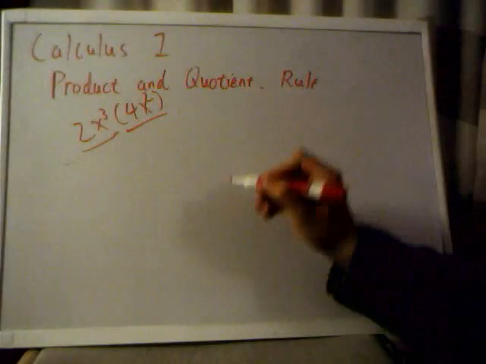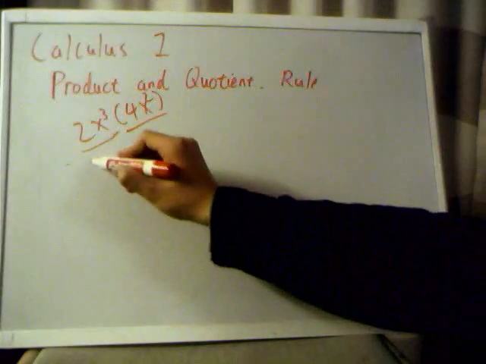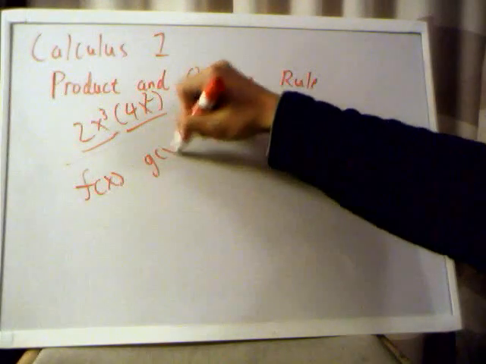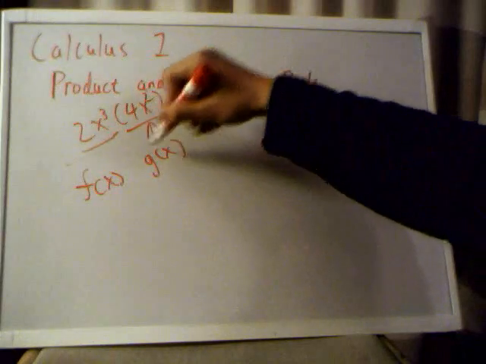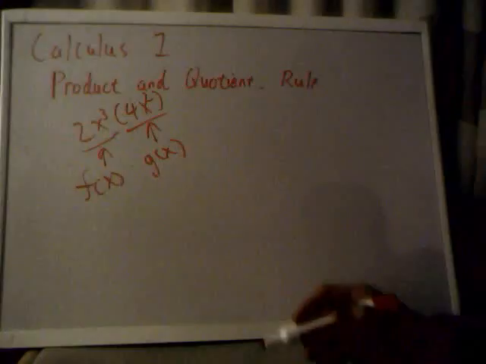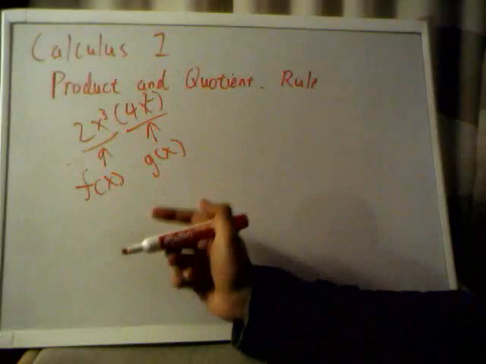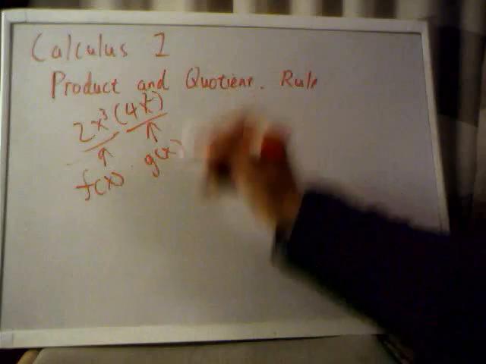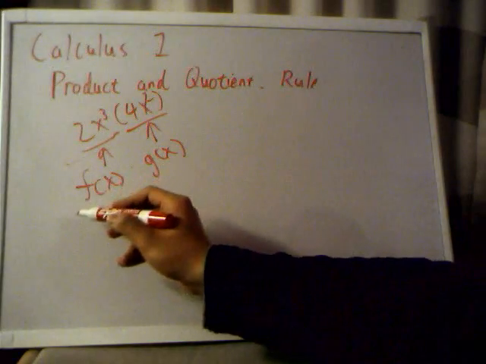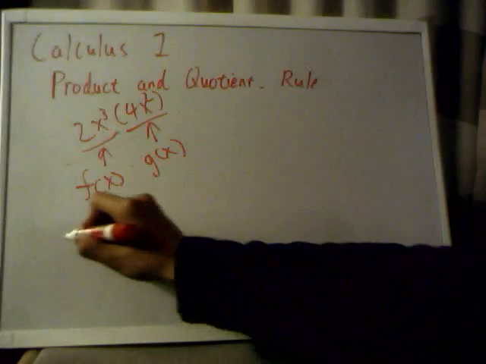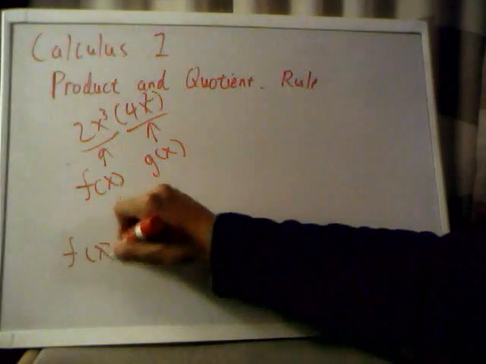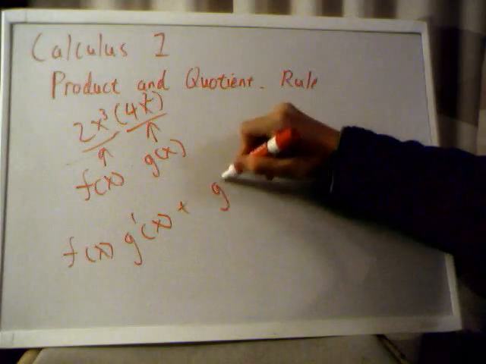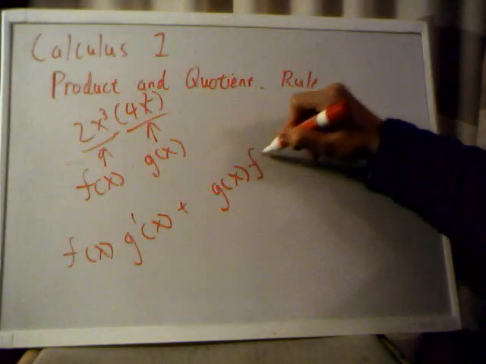For the product rule, you split this function up into two separate functions: f of x times g of x. We'll set this as g of x and this as f of x; whichever order you set them in doesn't really matter. The product rule states that when you have a function in this form, the derivative is the first times the derivative of the second plus the second times the derivative of the first.